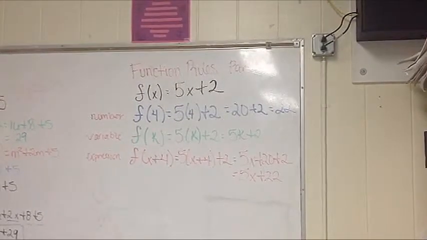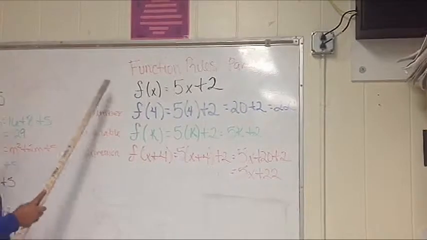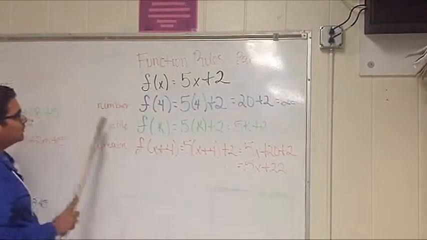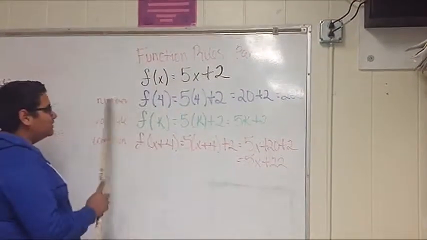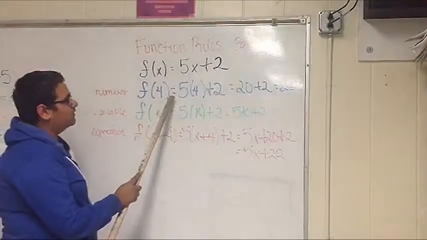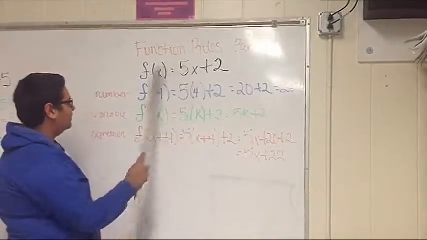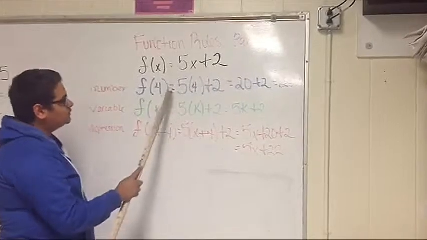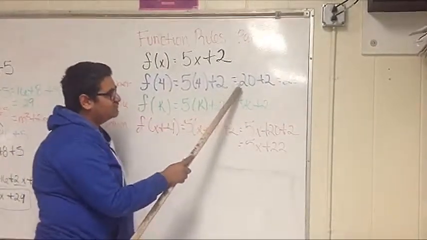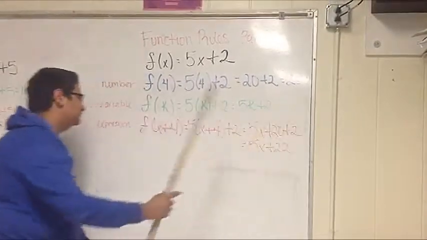Function rules, part 1. So this is a function, f of x equals 5x plus 2. So we're going to plug in for x a number. So it would be f parentheses 4, and then we would bring down the function and plug in 4 for the x, which is equal to 5 times 4 plus 2, which gives us 20 plus 2 equals 22.